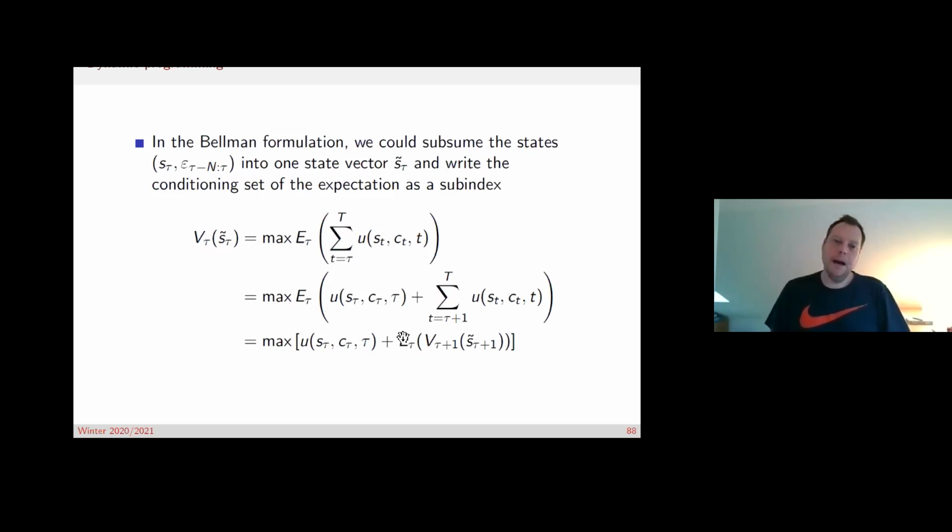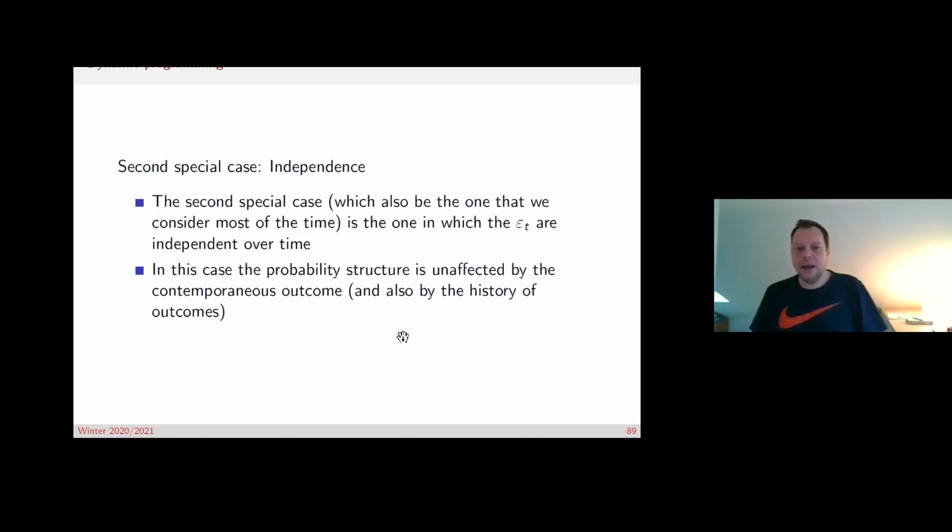Okay. The second special case, I think it's the one that we will consider most of the time, is the situation where the epsilons are independent over time. So the probability of observing some epsilon tau plus one is not a function of any history of past realizations.